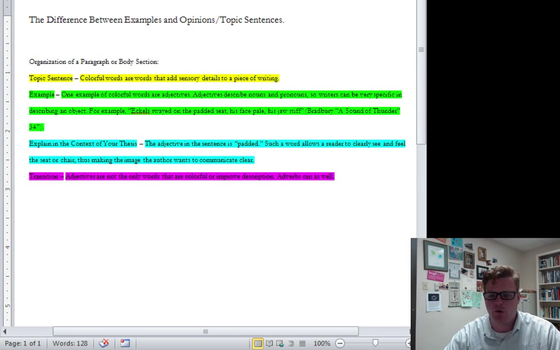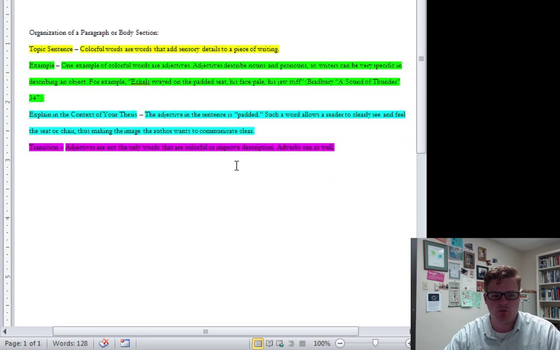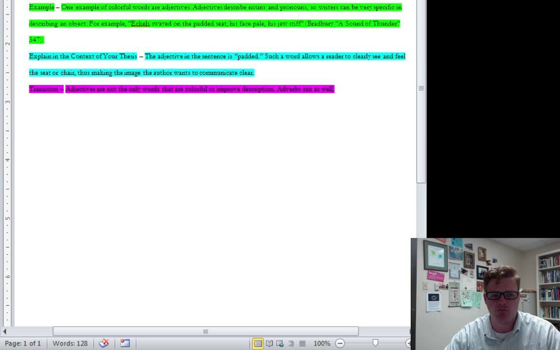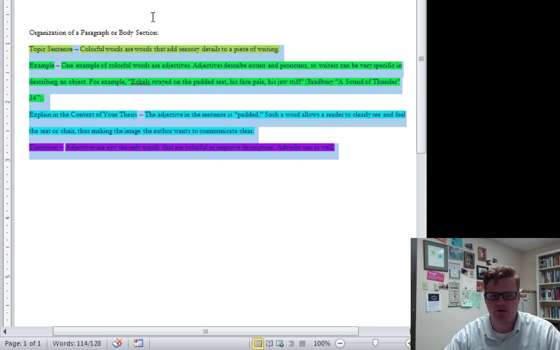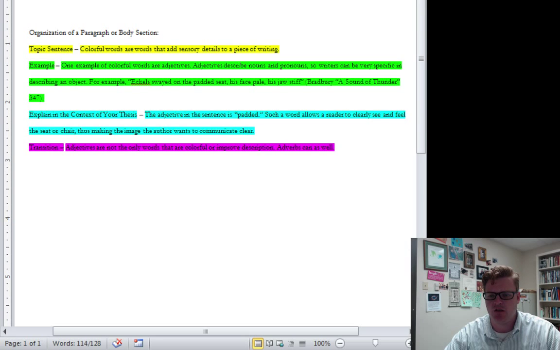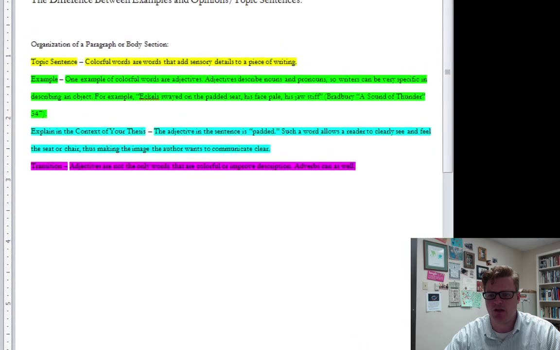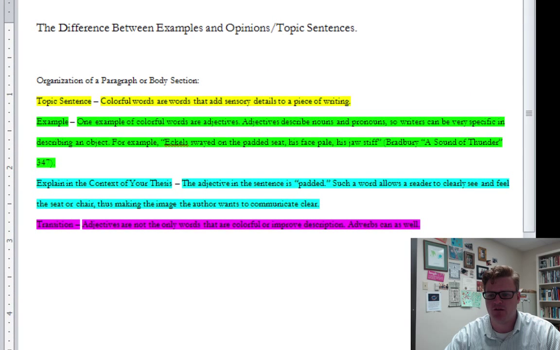Okay, this is a quick lecture on the differences between examples, opinions, and topic sentences. And really the only way I can give you this information is by showing you. So what I've done here is I've broken a typical paper paragraph into its component parts here. The organization of a body paragraph, our body section. Now notice the term body section applies because this doesn't always end up being just one paragraph.